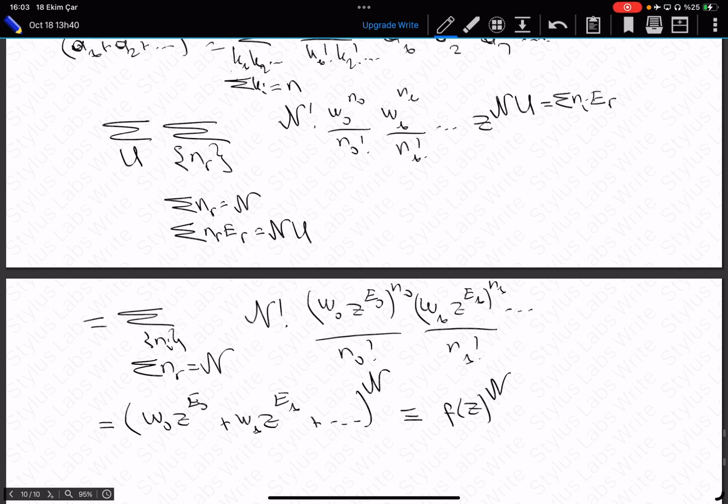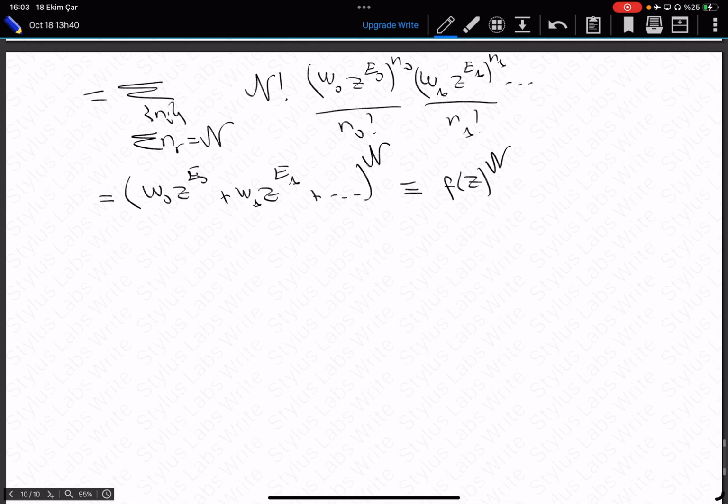So any questions up to here? So this is the idea of generating functions.